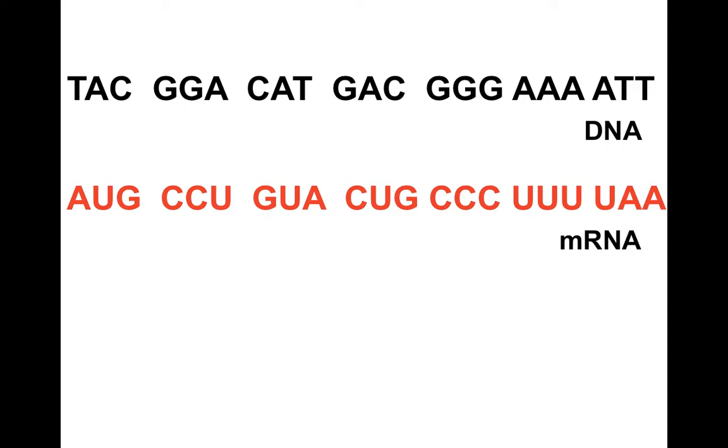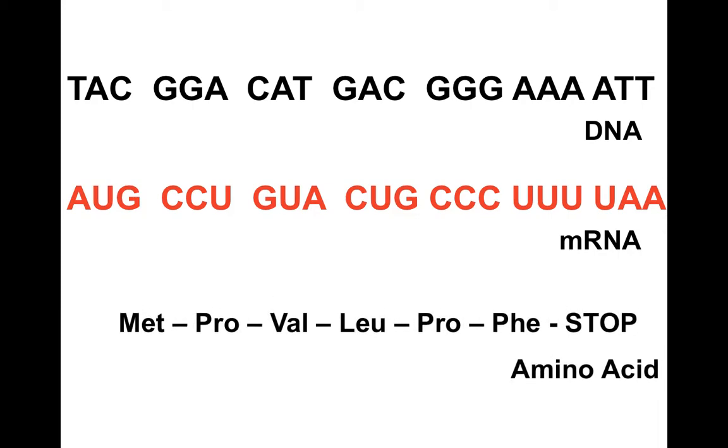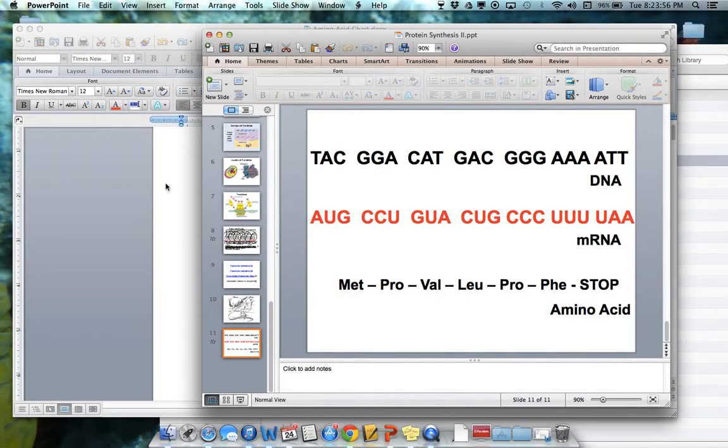Hopefully everybody figured all this stuff out. Hopefully you got this right here: Met, Pro, Val, Leu, Pro, Phe, Stop. Very easy once you get the hang of it. The key thing with this is practice, practice, practice. I can't say that enough. And actually, my kids, in a weird way, enjoy this very much. I've had a lot of them say, I like this stuff.